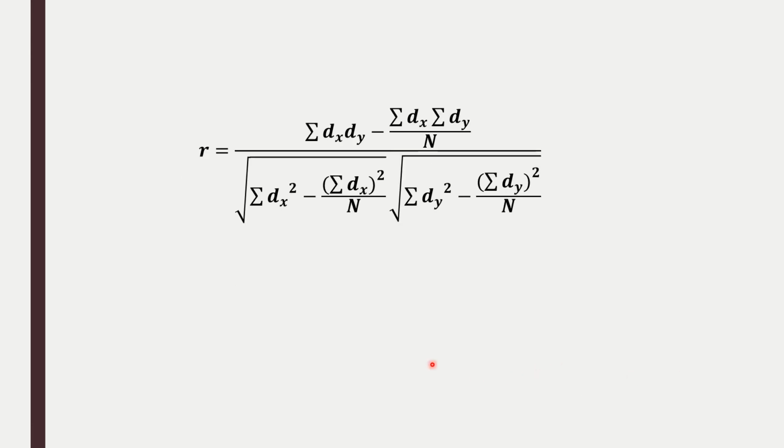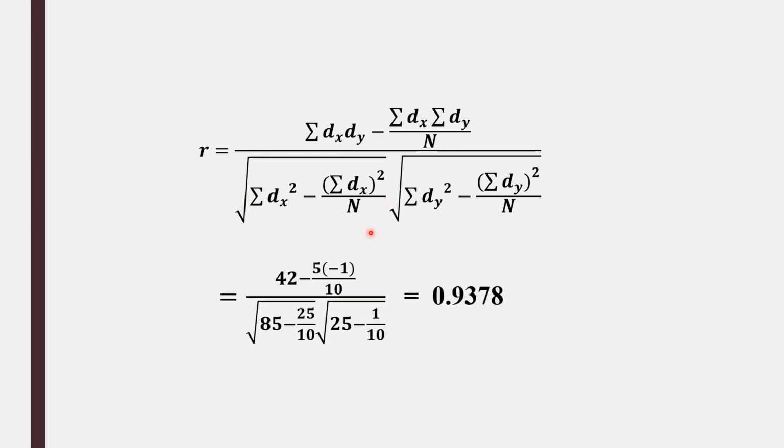So we get R is equal to, substituting for dx dy, etc. and calculating the value of R, which is 0.9378. The value of R lies between -1 and +1, and there is a positive correlation.